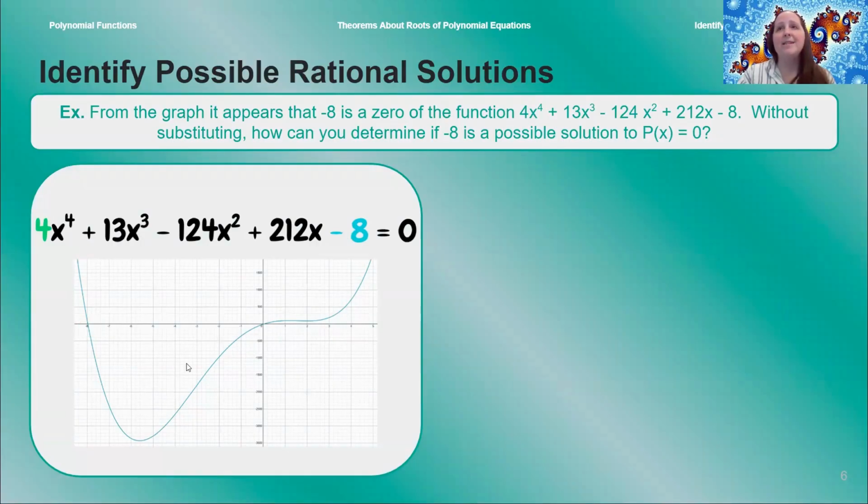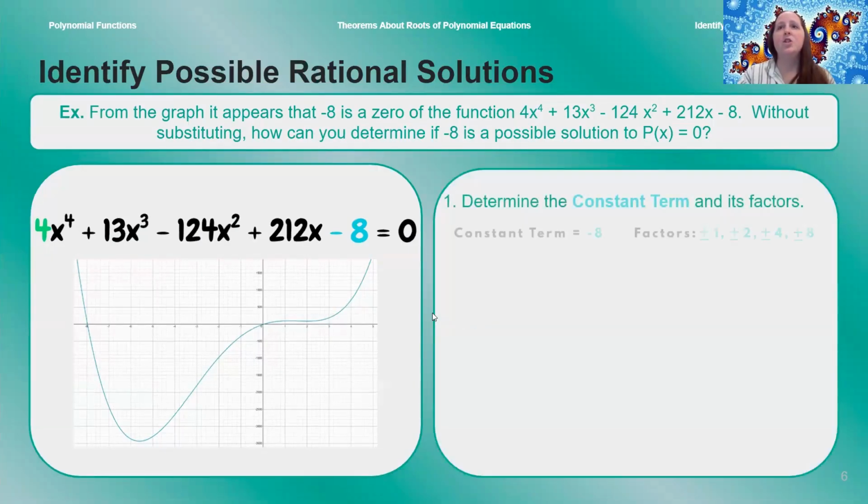Okay. If that's the case, I want to use what I know about rational roots. So I'm going to look at negative 8 and I'm going to look at 4. Determine the constant term and its factors. So again, the constant term is the number without any variables attached to it. So in this case, our constant term is negative 8.